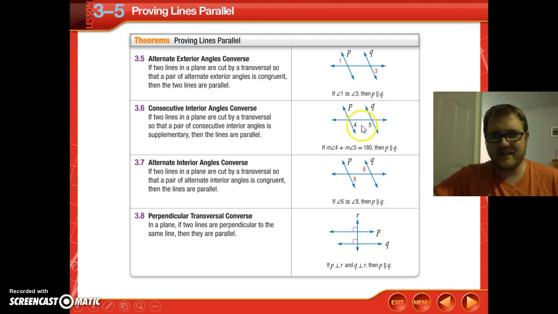We also know we have that situation if we have consecutive interior angles that are supplementary, meaning they add to 180. We know that we have two parallel lines with a transversal if we've got alternate interior angles that are congruent. And finally, if two lines are perpendicular to the same line, for instance if P and Q are both perpendicular to R here, that means P has to be parallel to Q, and we can prove that based on the fact that these corresponding angles are right angles.